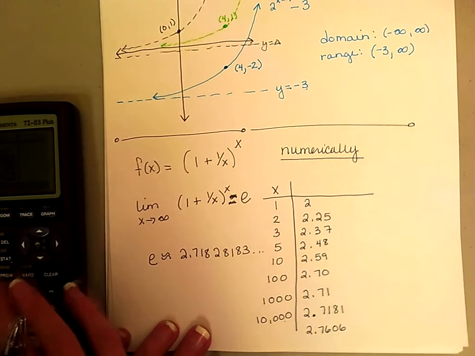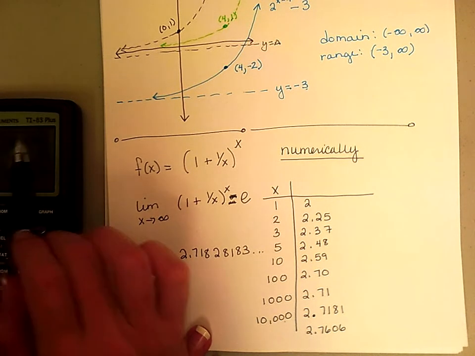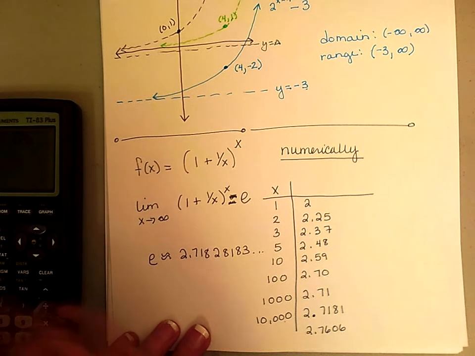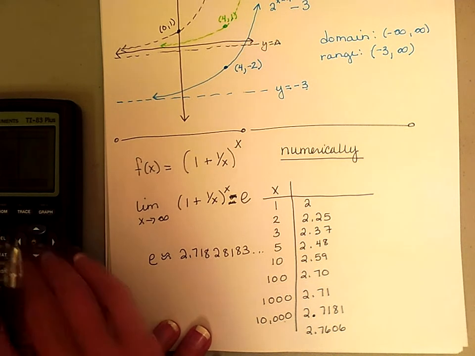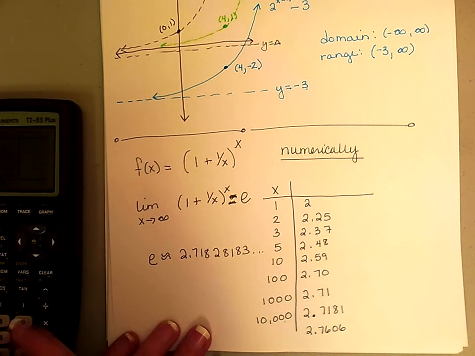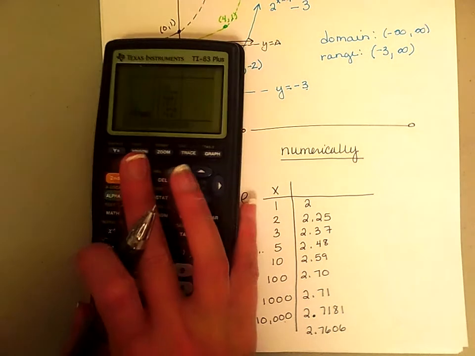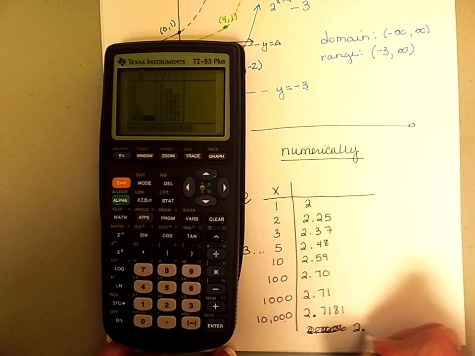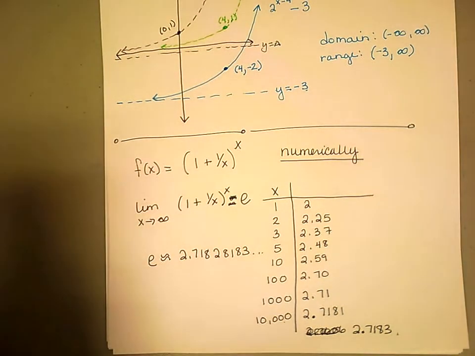So this number is bothering me. Hang on 1 second. One plus 1 over x raised to the x power. Okay, I think I typed something in wrong, because that's larger than our limit. So this is 2.7183.